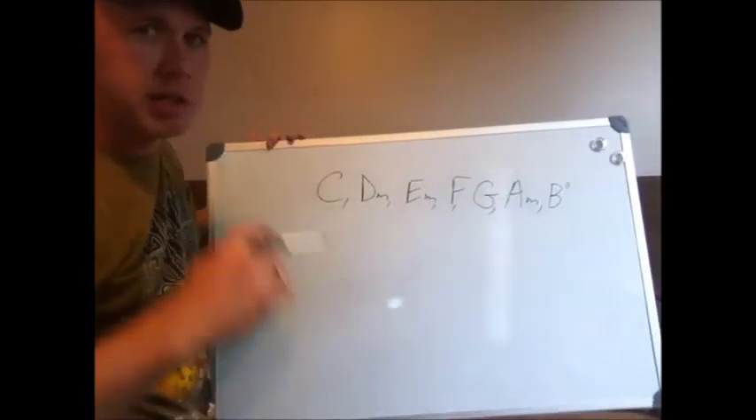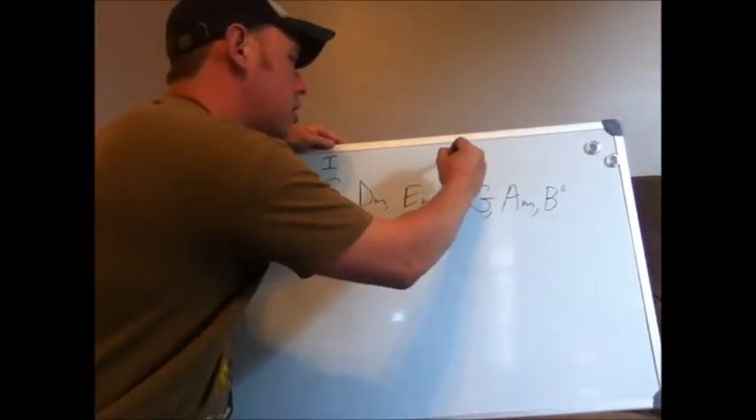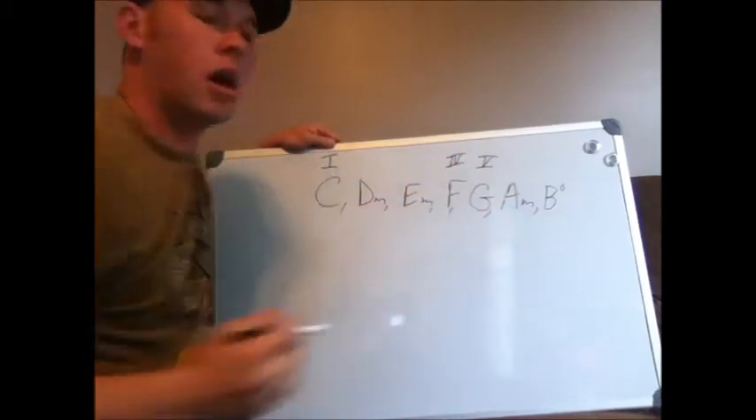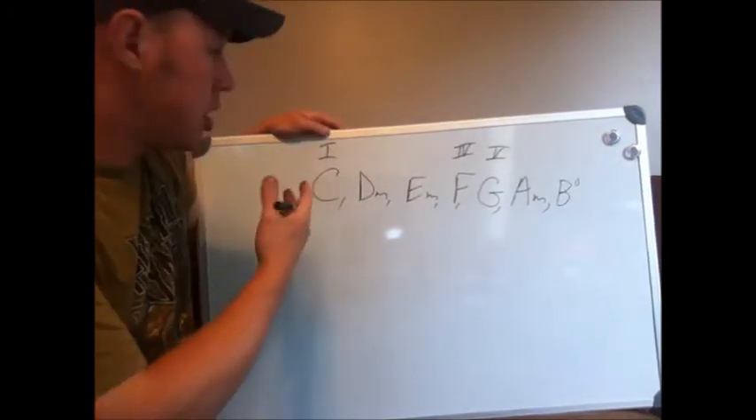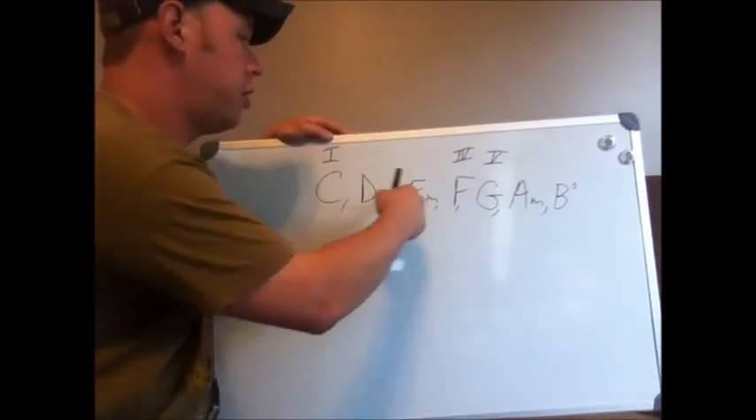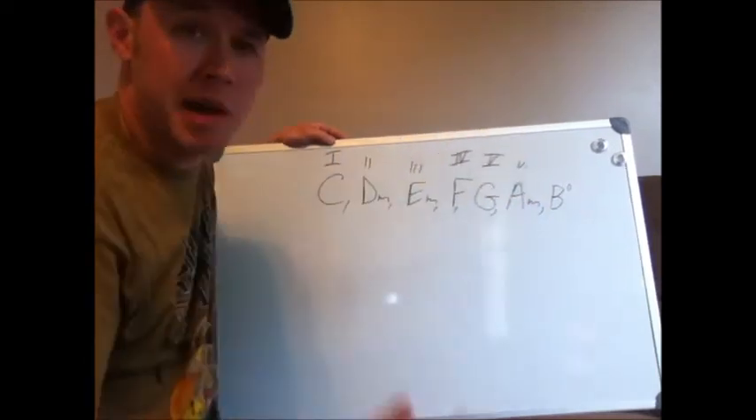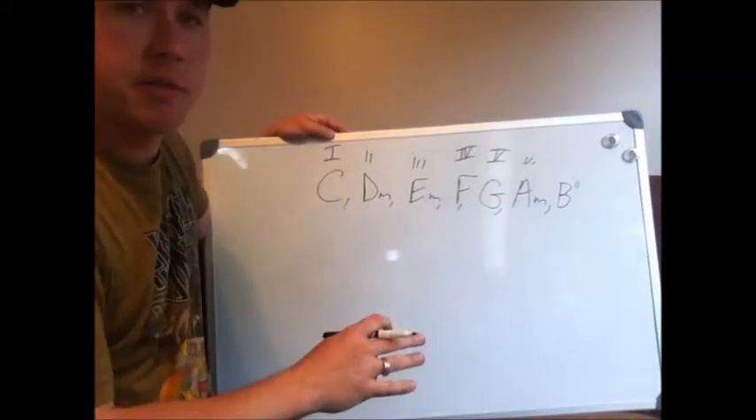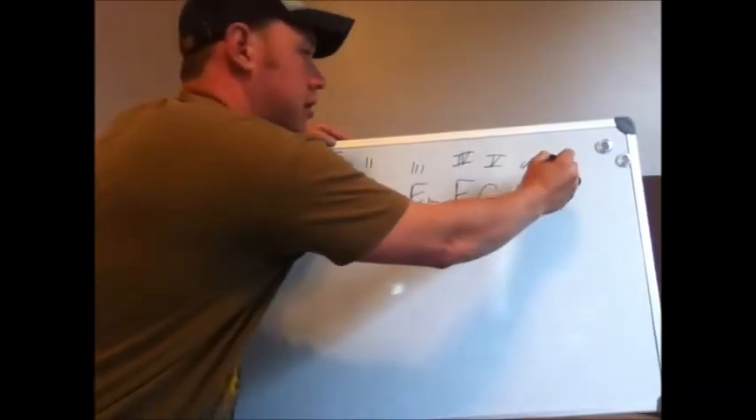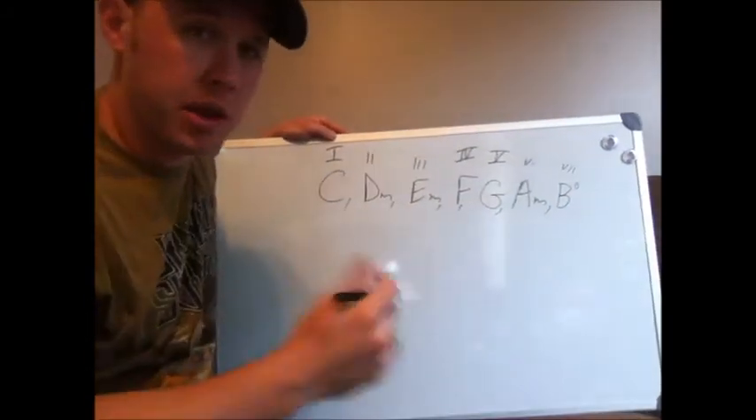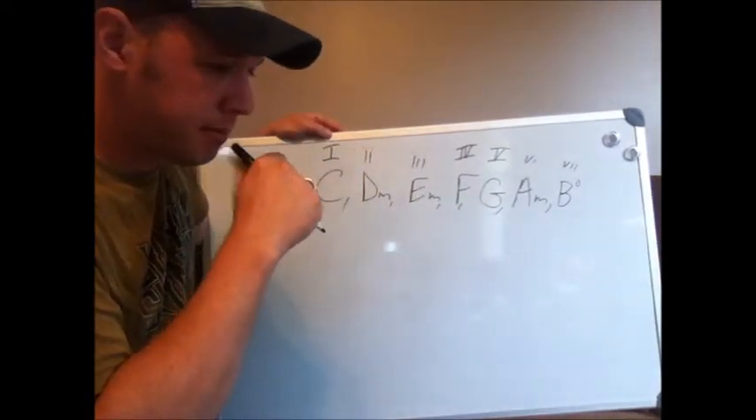I'd like to give you a couple quick shortcuts if you can remember them. Your 1, your 4, and your 5 are always major, okay? If you're in a major scale, a C major key, 1, 4, 5, always major. 2, 3, and 6, always minor, okay? So 1, 4, 5, major, 2, 3, 6, minor. And then 7th, diminished, okay?